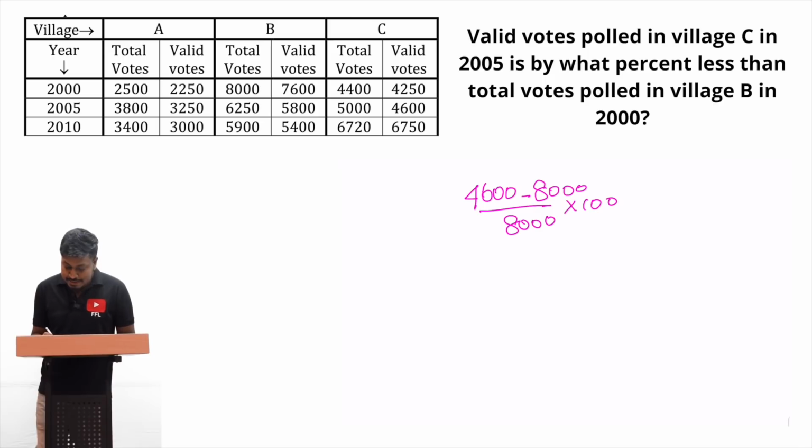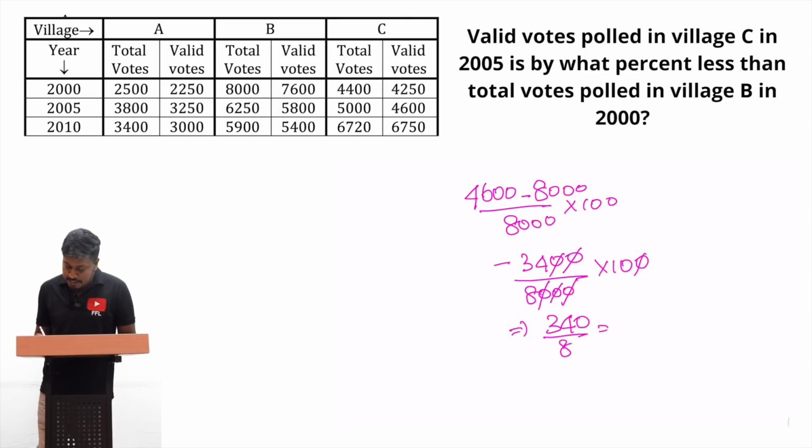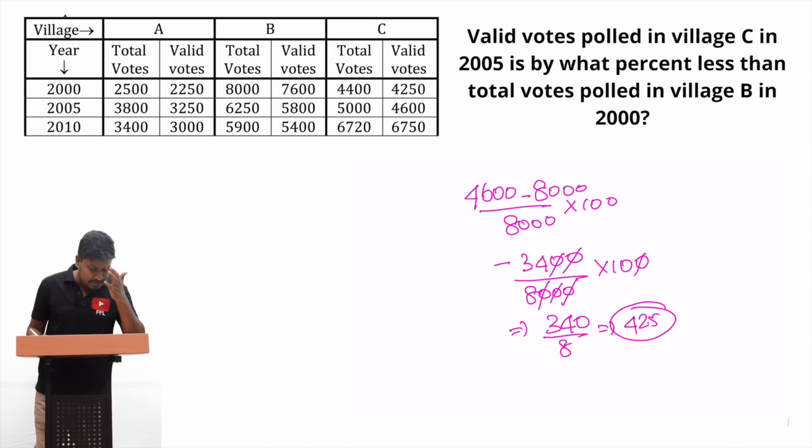So now we can cancel it. So this becomes minus 3400 divided by 8000 into 100. So we can cancel 2 zeros here. So similarly we can cancel 0 and 0. So the resultant will be 340 divided by 8, which is 42.5. Is it an approximate? No, we are getting an exact answer. So we can say that 42.5% will be our answer.